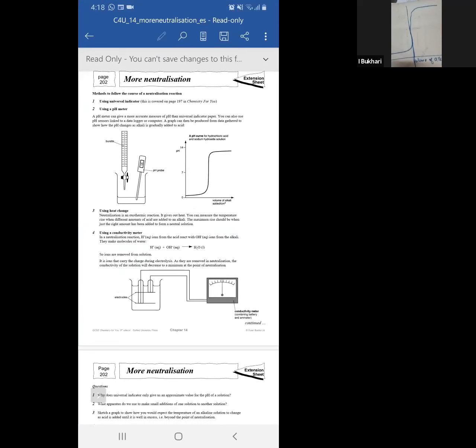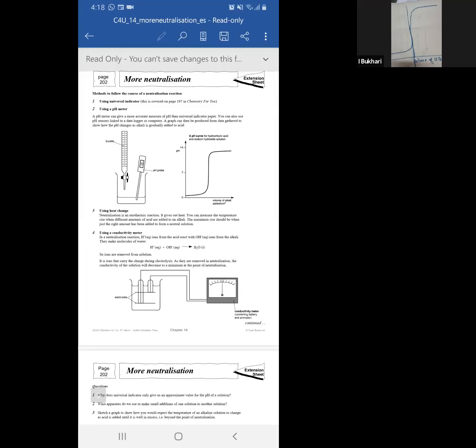This is how you find out where the neutralization reaction has completed, by looking at the graph or by following the pH. The other way is using heat change. I don't know if you have done exothermic or endothermic reactions, but if you have not, I will just tell you that all reactions require energy to take place, and they also give out energy. Why and how will all be discussed in detail when you do the chapter on exothermic and endothermic reactions.